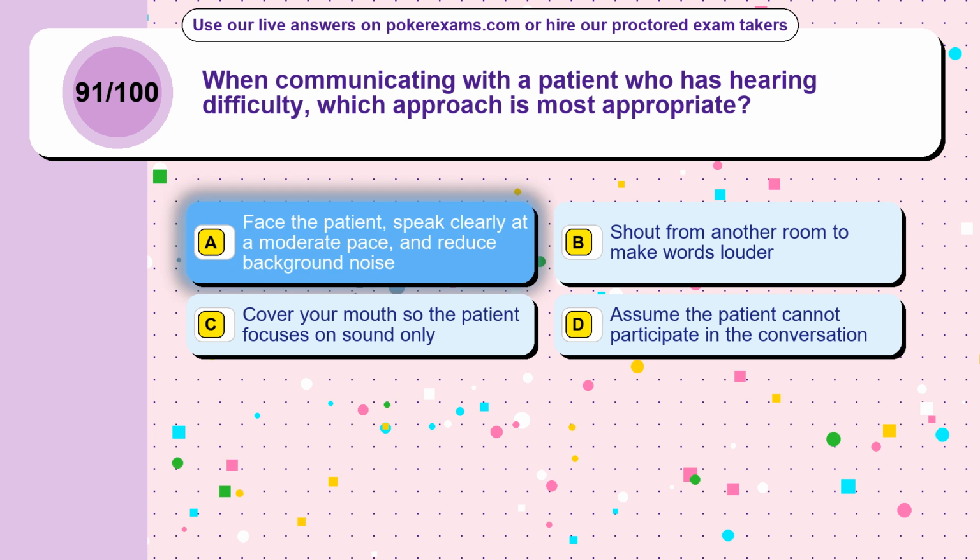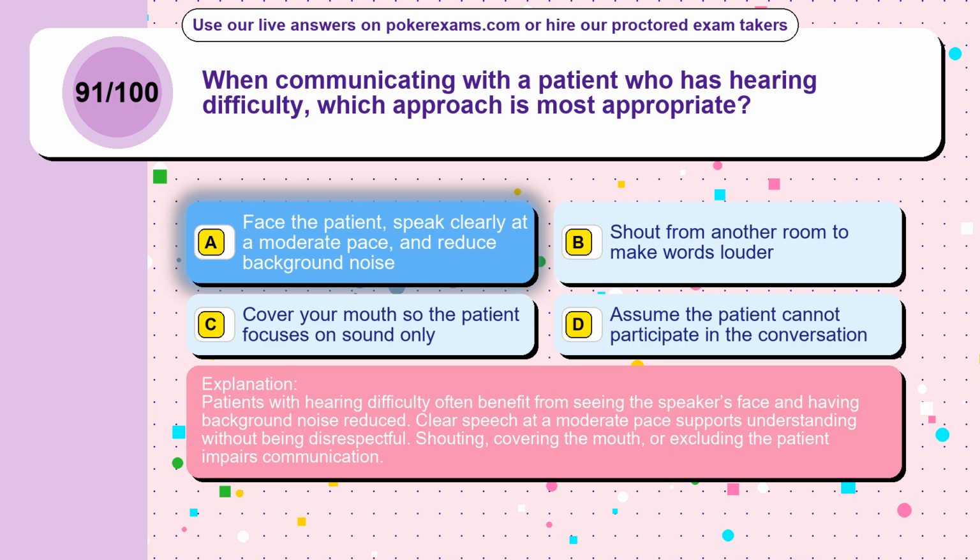The correct answer is option A. Face the patient, speak clearly at a moderate pace, and reduce background noise. Patients with hearing difficulty often benefit from seeing the speaker's face and having background noise reduced. Clear speech at a moderate pace supports understanding without being disrespectful. Shouting, covering the mouth, or excluding the patient impairs communication.